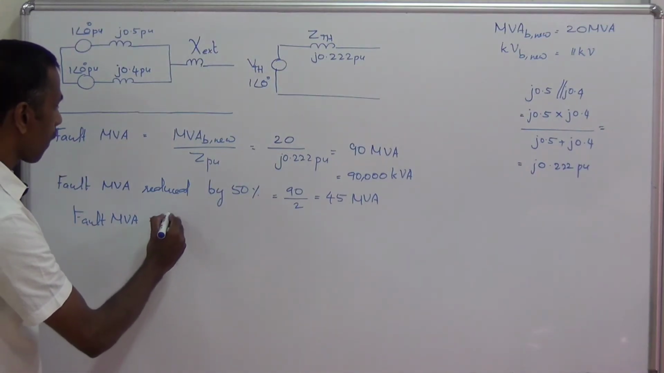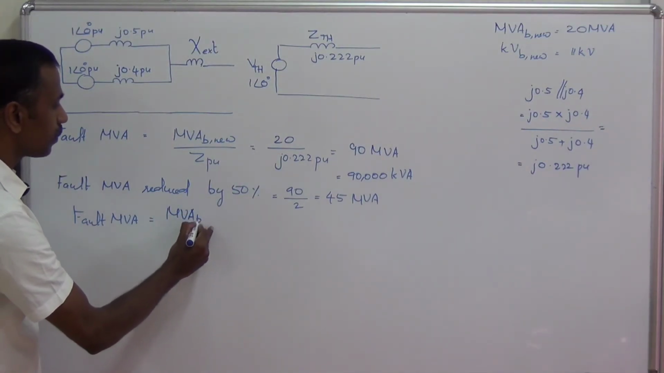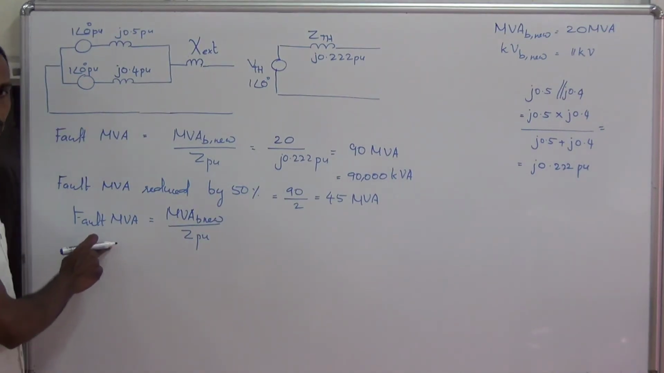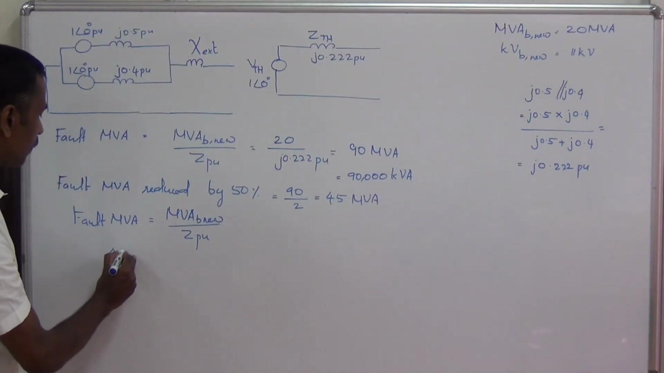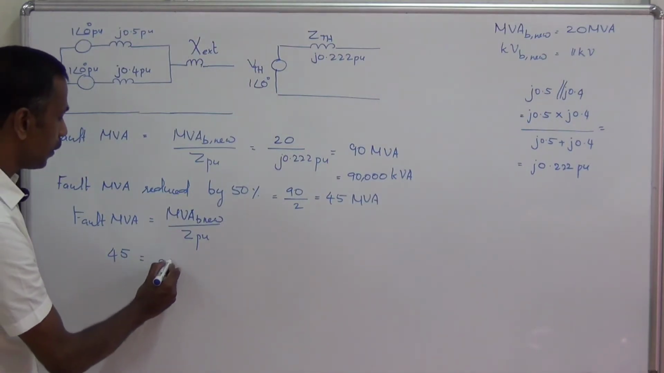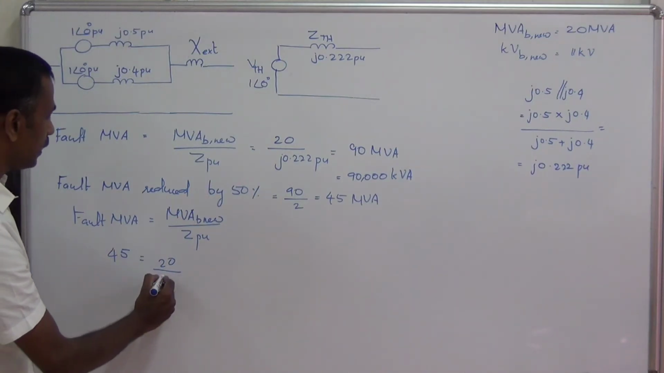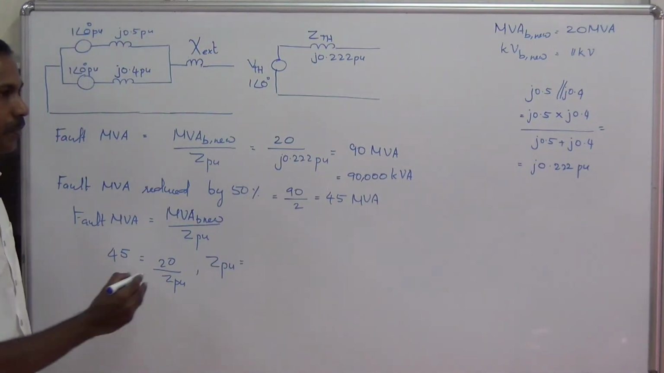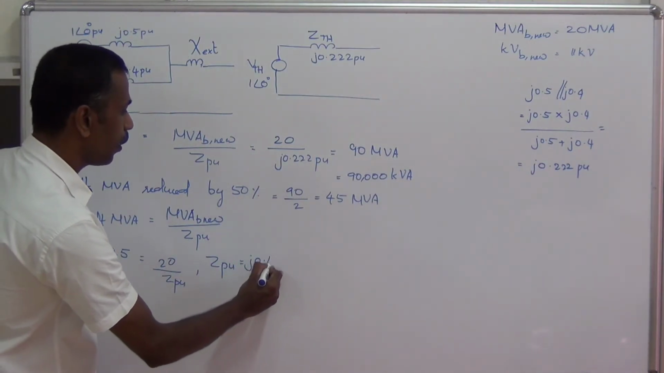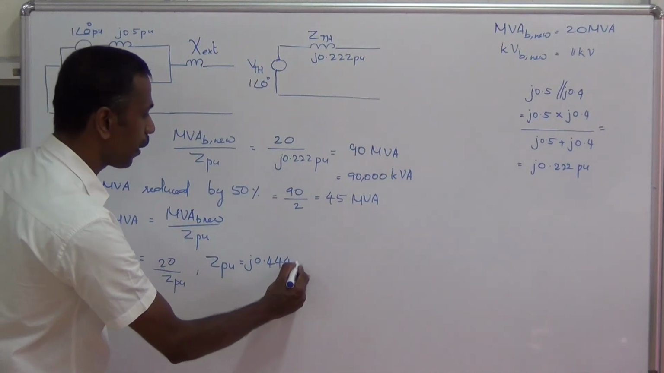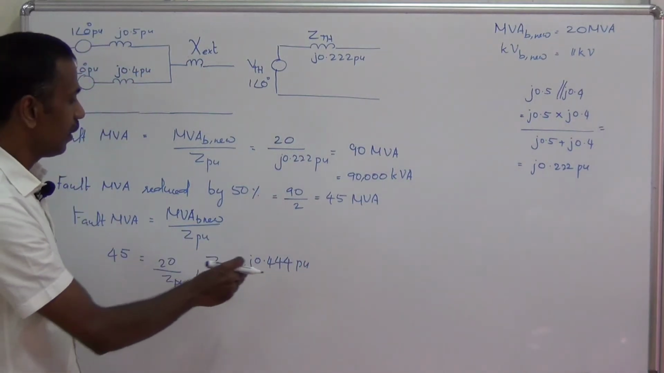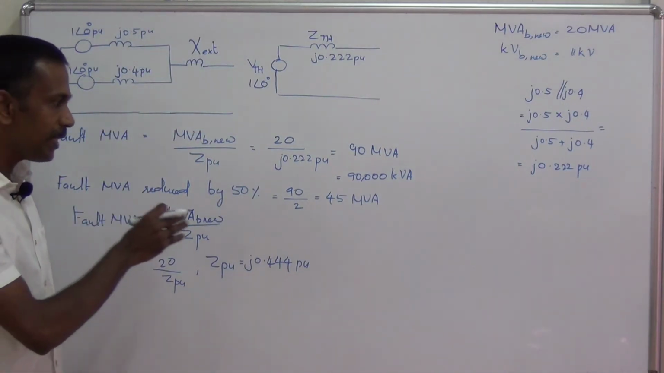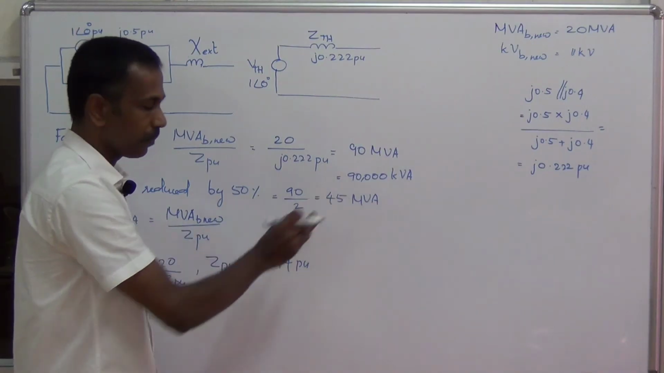This is equal to MVA base divided by the Z per unit. Our new fault MVA is equal to 45. This is equal to 20 divided by the Z per unit. Our Z per unit is equal to J 0.444 per unit. So we need to have this much of reactance in the entire power system in order to limit the fault MVA at 45.